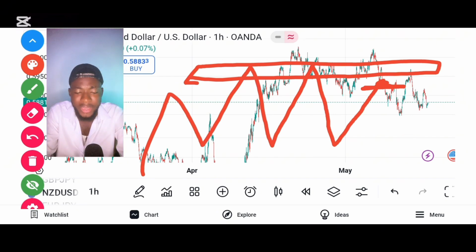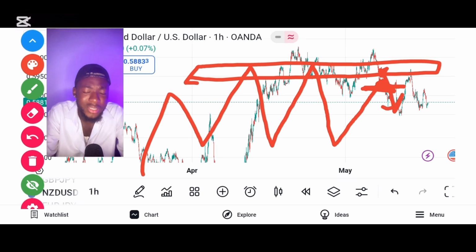So you cannot be taking a trade here. You cannot be taking a buy trade here when you know that there's a zone here that the market might actually touch and start going down. So this is the first thing you have to take note of. Ask yourself, this portion that I want to take this trade from, is it a key level?